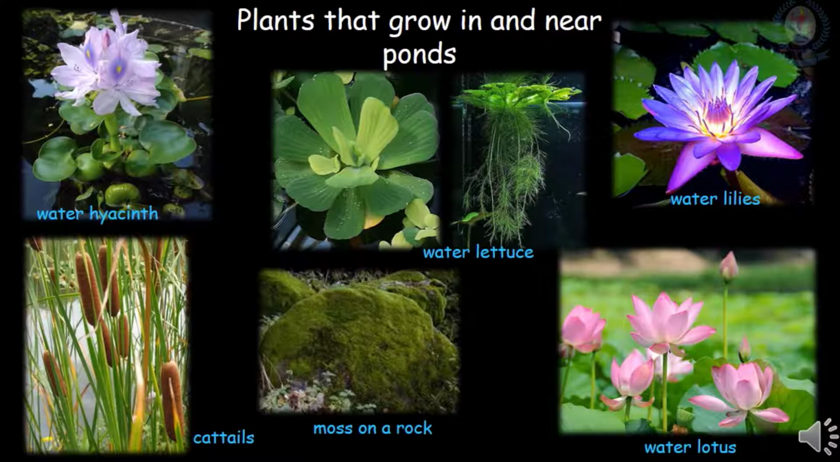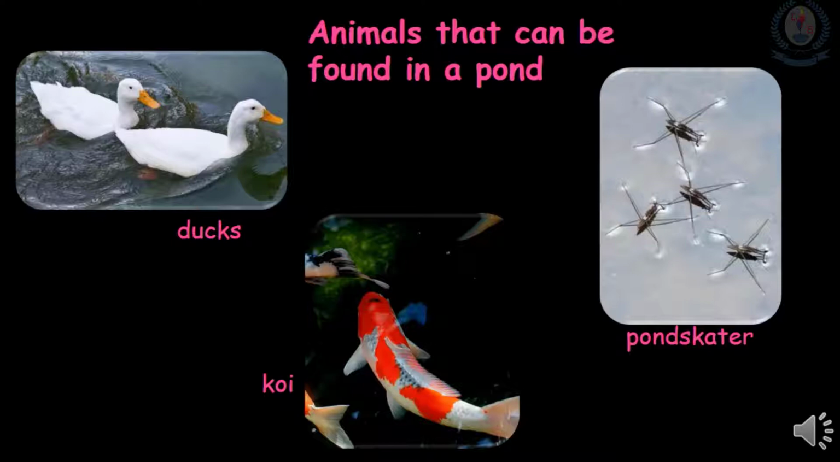Mosses like damp and shady conditions. They often grow on rocks near a pond. Oh, look at these ducks. They are cute, aren't they? They feed on algae. Algae are plants that grow on the pond surface.